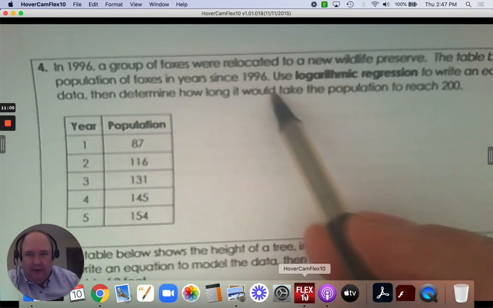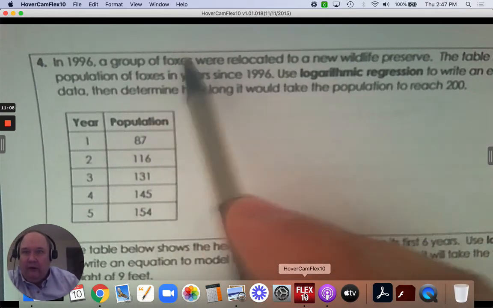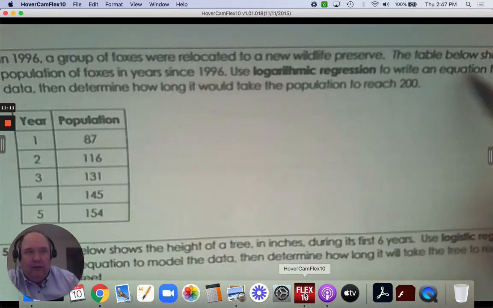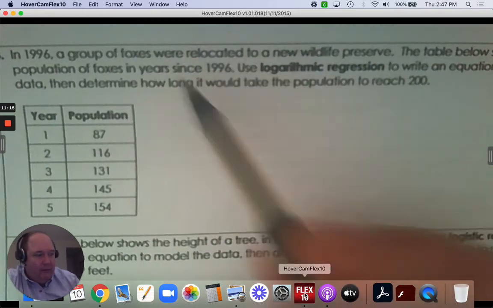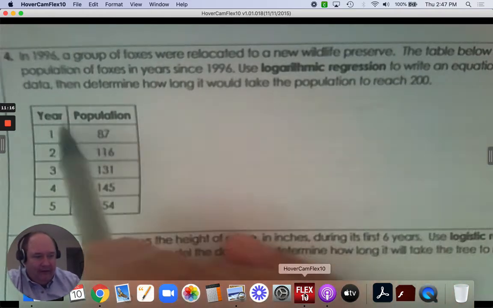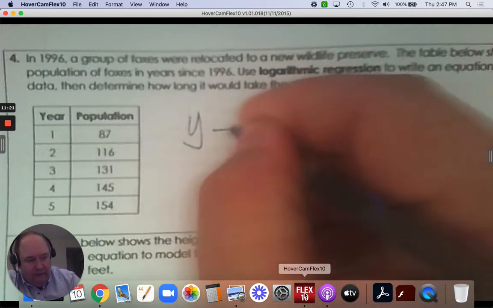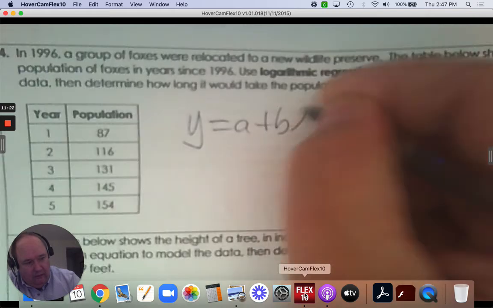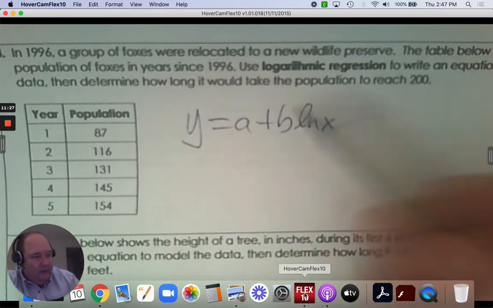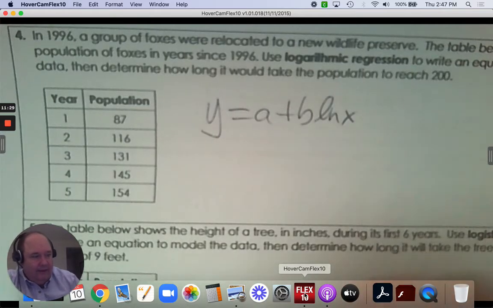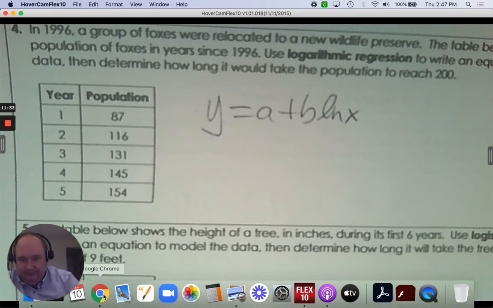What's this story about? So there's a group of foxes. That's called a skulk, if you ever knew that or cared or probably don't. So a skulk of foxes. The table below shows the population of the foxes since 1996. Use a logarithmic regression. That's what it looks like. To write an equation to model this data and then answer a question. So that's the model we're going to use.